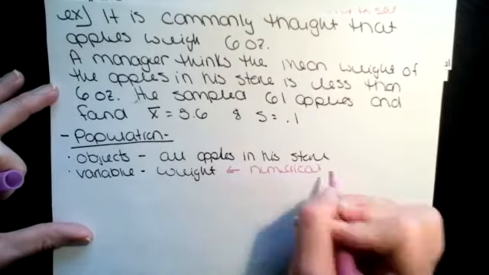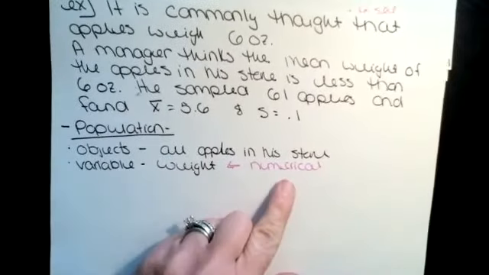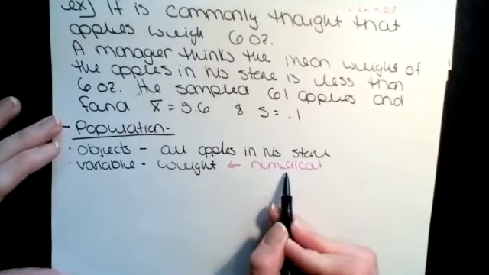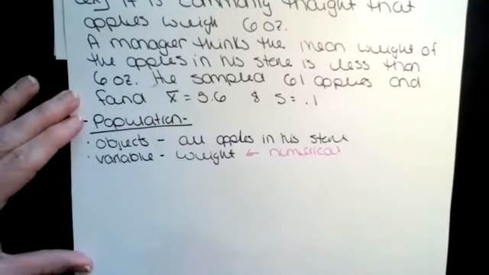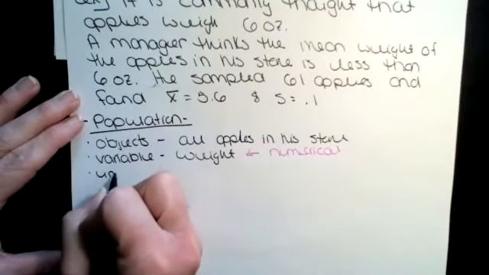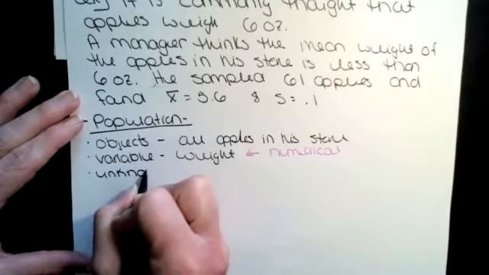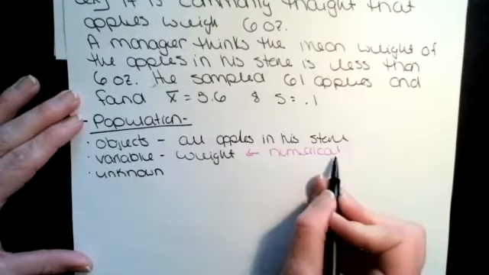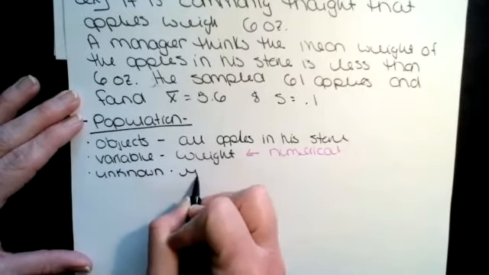Remember, I like to indicate what type of data is here because everything from here kind of falls into place based on numerical or categorical. Including my very next part here, my unknown. So remember, the unknown is what we're trying to find. And since it's numerical, my unknown is mu.